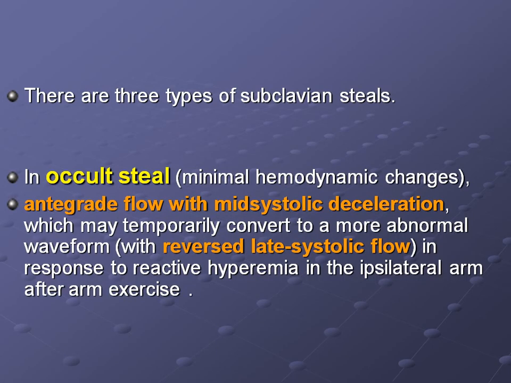There are three types. There is occult steal, which is minimal hemodynamic change. Integrated flow with mid-systolic deceleration might temporarily be converted to a more abnormal waveform in response to reactive hyperemia in the ipsilateral arm after arm exercise. You make the patient exercise his arm, and you'll see some reversal of flow in the vertebral artery.